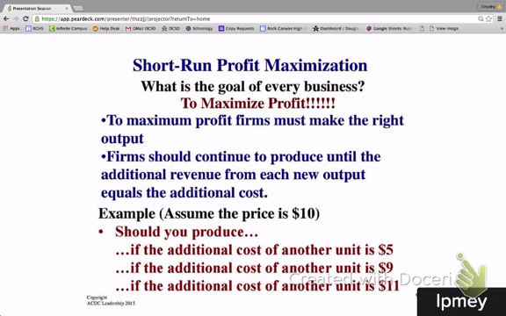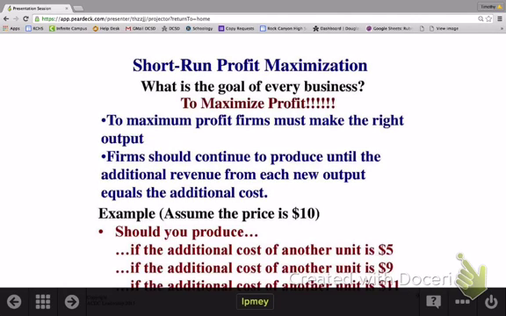So if you assume the price is $10, should you produce if the additional cost of another unit is $5? Yes. If the additional cost is another $9? Yes. If the additional cost of another unit is $11? No, you should not. You only produce it if the money coming in is greater than the money going out. Marginal revenue greater than marginal cost.